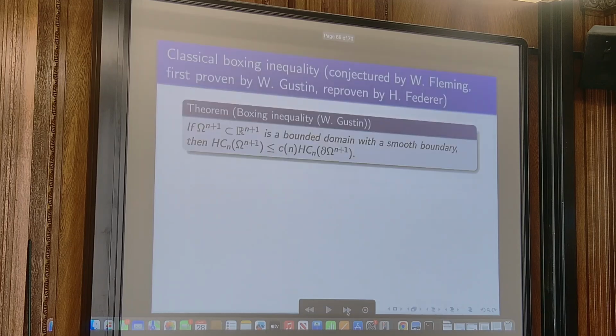And now I would like to compare it with something well known. So in dimension 1, this is a generalization of the so-called boxing inequality, which was proven by Gustin and reproven in a different manner by Federer. Gustin was a PhD student of Fleming, who was then a collaborator of Federer. And within one year, Federer reproved it using a different method, right? It's a very similar inequality: if we have a domain omega in Euclidean space R^(n+1) bounded by something, then the n-dimensional HC of omega is bounded in terms of HCn of the boundary.